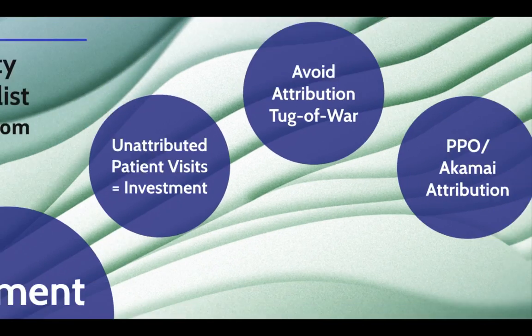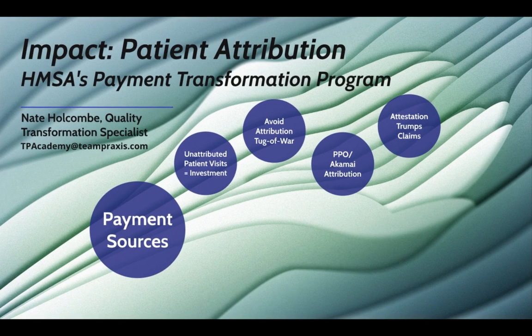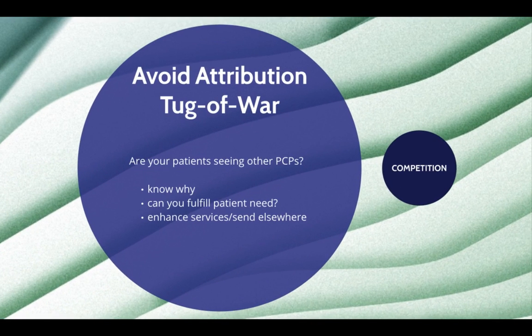Something else to consider: if you learn that one of your patients is also seeing another PCP, make sure to find out why, so you can avoid the attribution tug-of-war. This can happen when your patient is bouncing between you and another PCP, adding to the uncertainty of whether you'll be paid for seeing the patient.